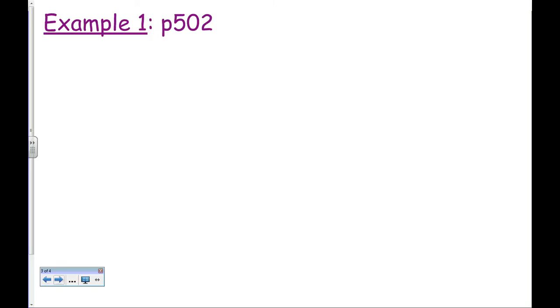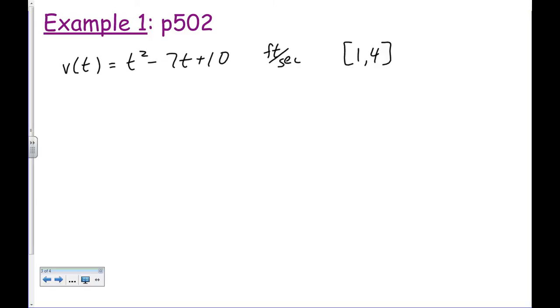It says a moving object has a velocity v of t equal to t squared minus 7t plus 10, in feet per second, in the time interval from 1 to 4. So we're going from 1 to 4. Part A says to find the subintervals in which the velocity is positive and the subintervals in which the velocity is negative.